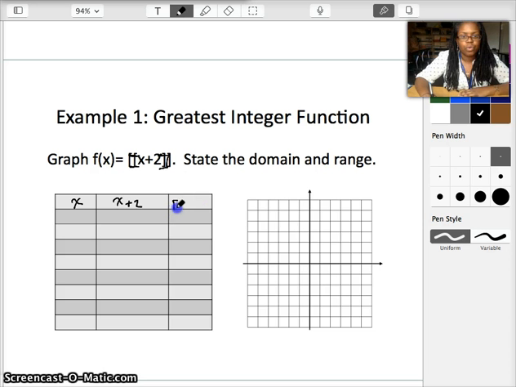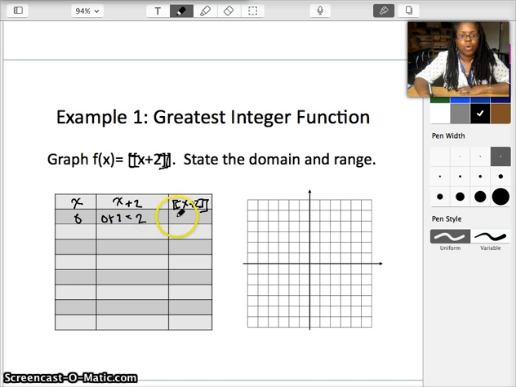And then you're going to streamline it and put down what the greatest integer function symbol actually does to your number. So we'll put a couple of examples in here. I'm going to start off with the number 0. 0 is cool. 0 plus 2 is 2, right? So I've got 0 plus 2 equals 2.